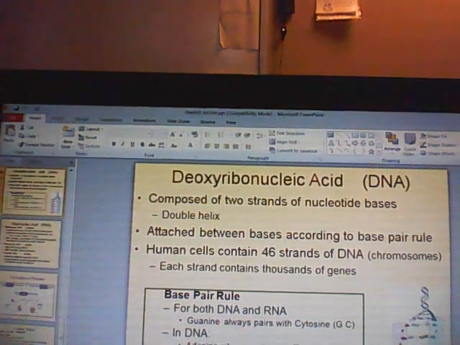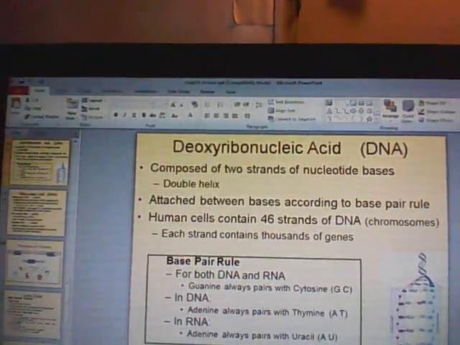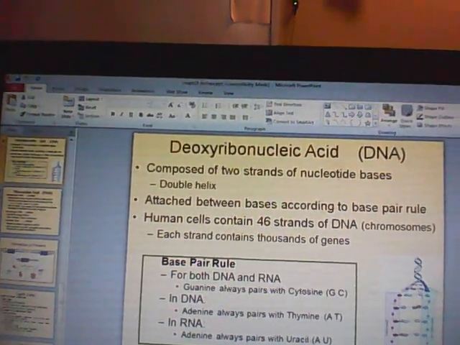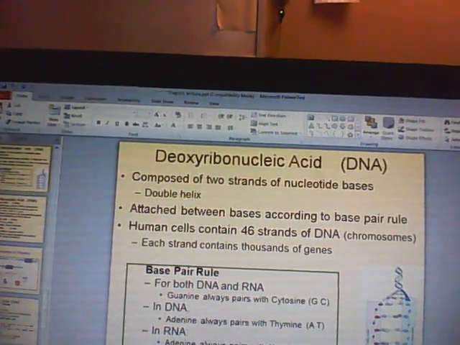So talking more about DNA, DNA is composed of 2 strands known as a double helix. No one should leave a science class not knowing that DNA means a double helix.